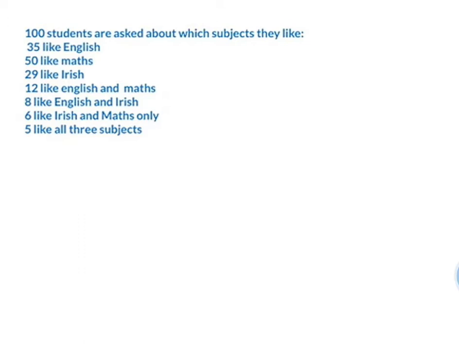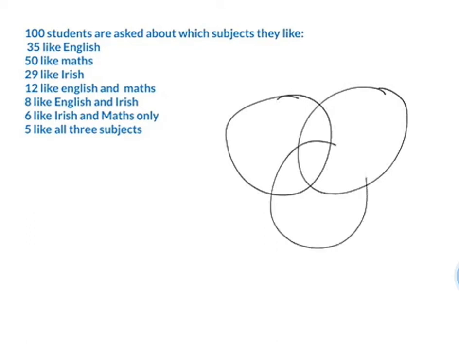So how we're gonna do it, we're gonna draw circles for all three subjects, English, maths and Irish. These are the three subjects mentioned in the question. We're gonna make circles for them, and they should be overlapping circles because students like Irish and English at the same time, maths and English at the same time, so we have to make overlapping sets. E for English, M for maths, and I for Irish.